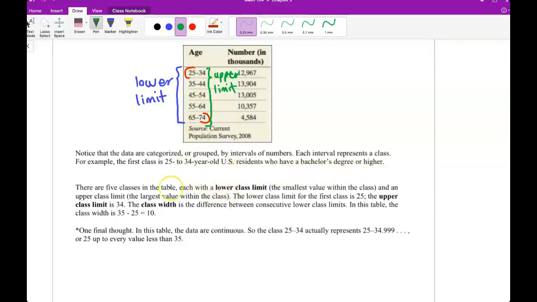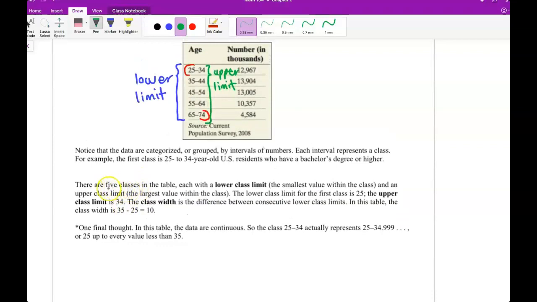Okay, so here we have 5 classes, each with a lower class limit. As I said, on the first column we have the lower limit, so that is the lower class limit, which is the smallest value within the class. So the smallest value that we have in the first class is 25. Then after that we have 25 point something, or 26, we can say 27, depending on the width of your class. We're going to cover that later.